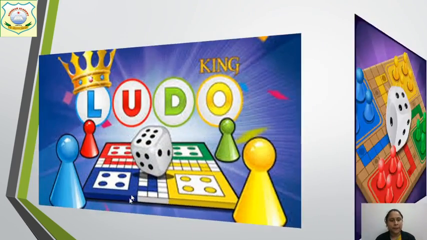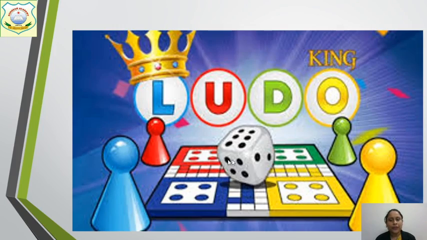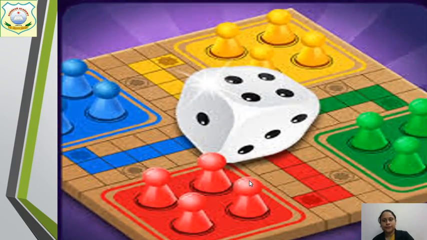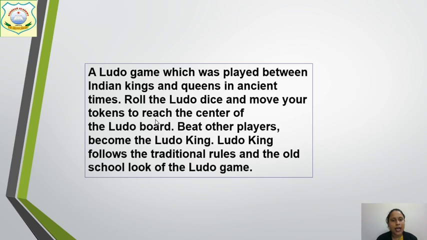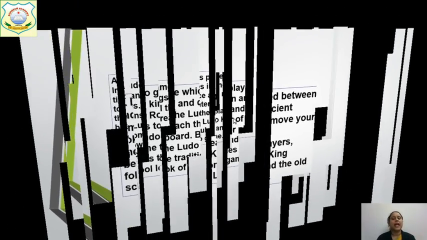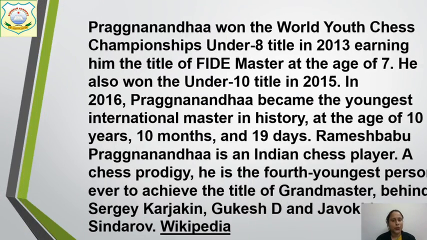So this is the center picture you can see. This is the center where we have to reach. Okay. So this is how we play Ludo. Now, beat other players and become the Ludo king. So when we beat the other players, we become the king. Ludo King follows the traditional rules and the old school look of the Ludo game. So it is the same game that we used to play.